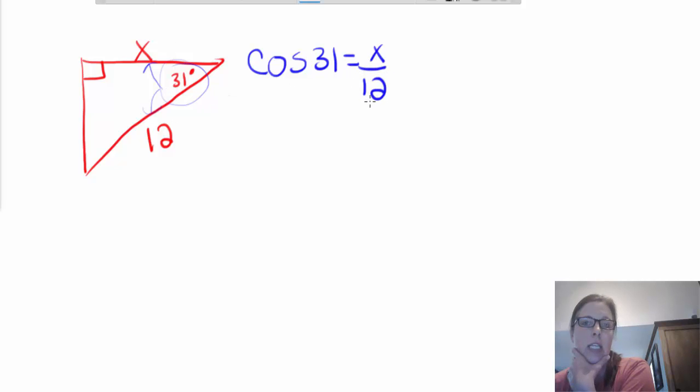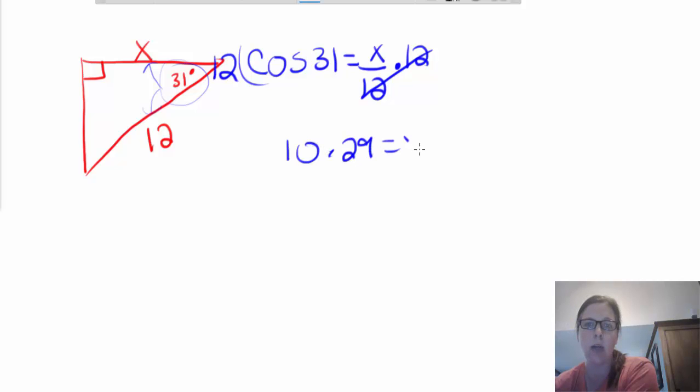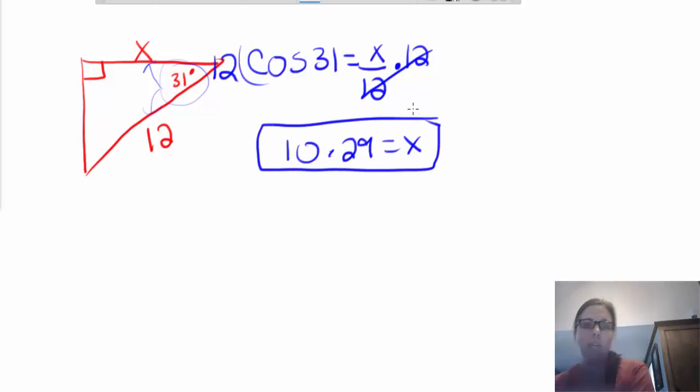Now this one's a little easier. You don't have to do 2 steps. So now we want x by itself, so we're going to multiply both sides by 12. Those will cancel, so in your calculator, you just need to do 12 cosine 31. Make sure you're in degrees. So 10.29 would equal x. You need to make sure, since this is the hypotenuse, that it definitely has to be larger than x.